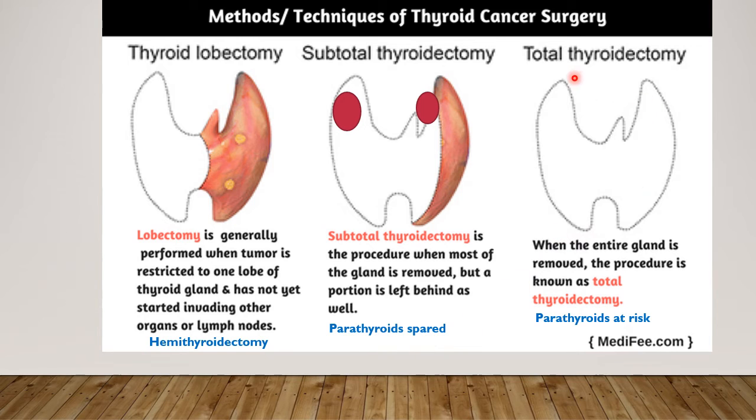And the last one is your total thyroidectomy, and the entire gland is removed. But in this total thyroidectomy, there's a higher risk of removing the parathyroid as well. That leads to hypoparathyroidism and hypocalcemia postoperatively. Also, the injury to the recurrent laryngeal nerves has a much higher incidence in these patients. So in these patients, the recurrent laryngeal nerve and parathyroids are at risk in patients undergoing total thyroidectomy.